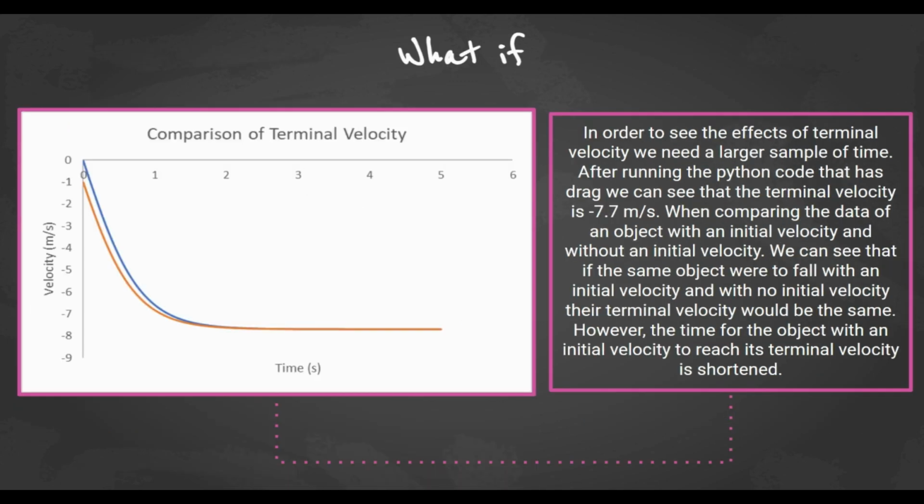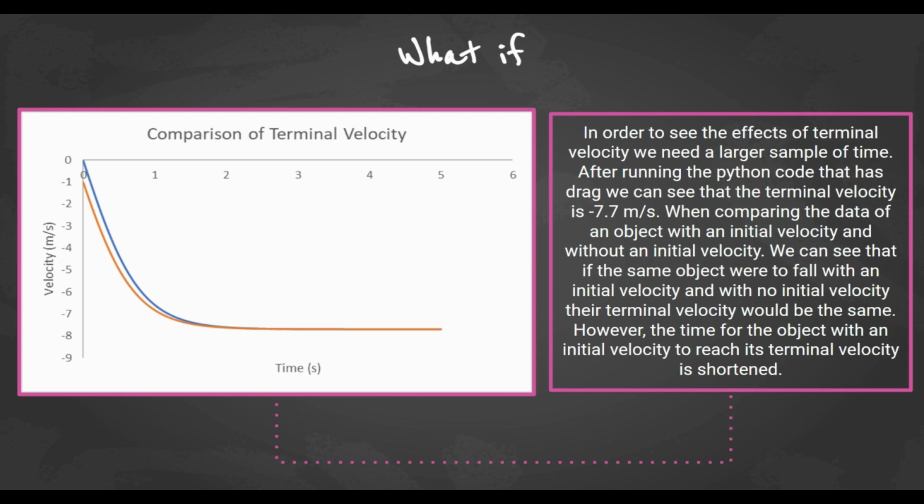And so just getting into what if. To see what terminal velocity really means in this case, we'll have to have an increased time interval to see how drag affects an object. In the data that we had previously, it didn't really display terminal velocity because it wasn't a big enough sample size to really see the effects of drag canceling out gravitational force. So seeing this, the terminal velocity of this object when running it in our Python code is about -7.7 meters per second. So that's how fast it's going.